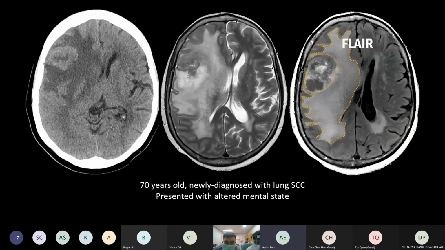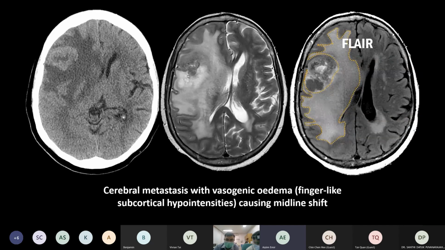Yes, can. Oh, okay. Lung small cell carcinoma with brain metastases, also with vasogenic edema causing midline shift. So this is quite classical as compared to, remember what we talked about, chemotherapy demyelination versus tumor. If a tumor is going to be so huge and expansive, usually it will cause a lot of vasogenic edema and will definitely cause midline shift. As compared to the chemotherapy demyelination slide that I presented earlier, as you can see, the lesion is very big, but the midline shift is just minimal.